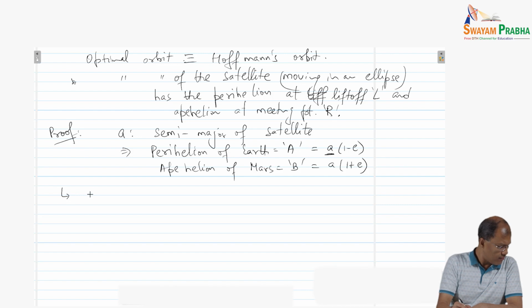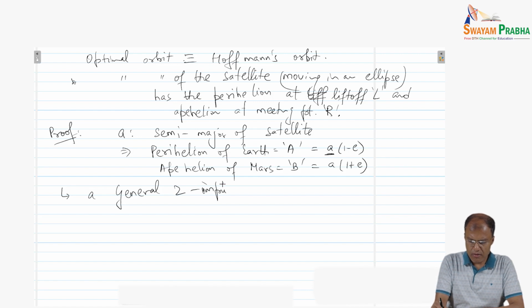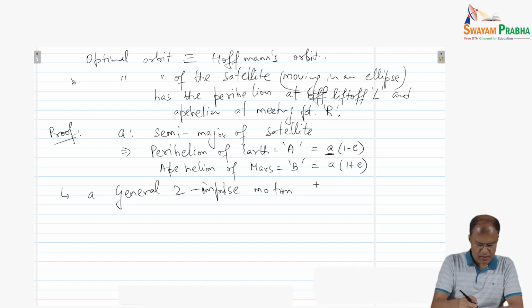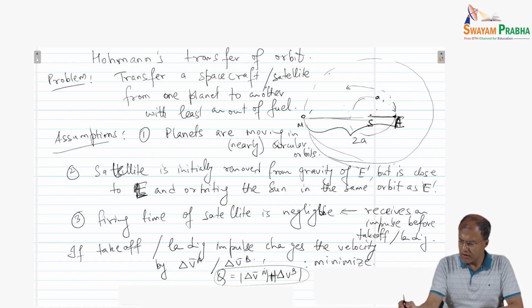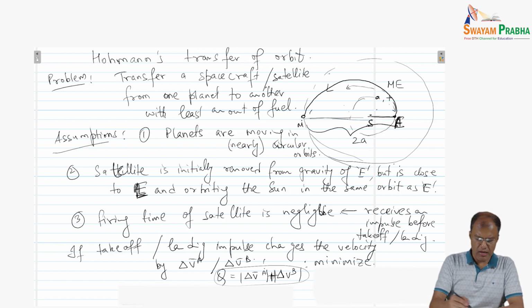So we consider a general two impulse motion of the satellite of the transfer orbit. Well, I need to name these things. So let me call this the transfer orbit. This is my transfer orbit that I am drawing here. My transfer orbit is ME, so the ending point is M and the starting point is E.